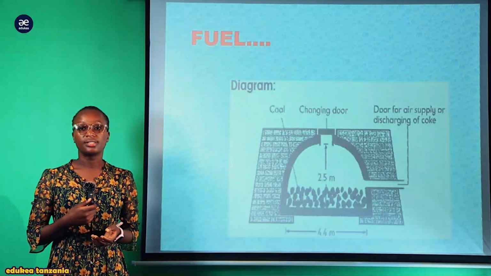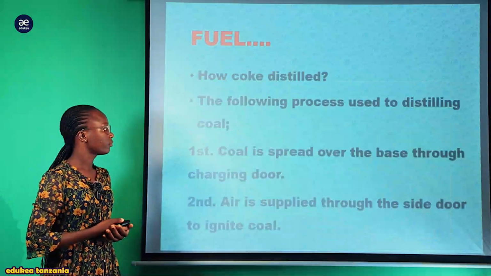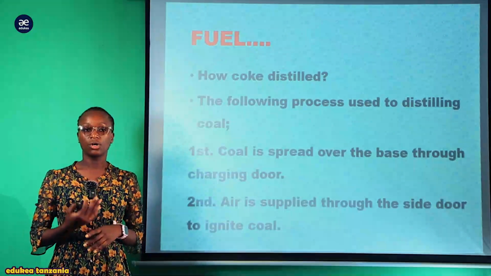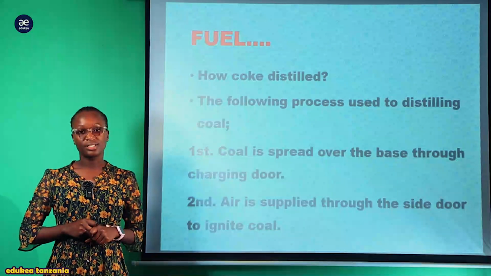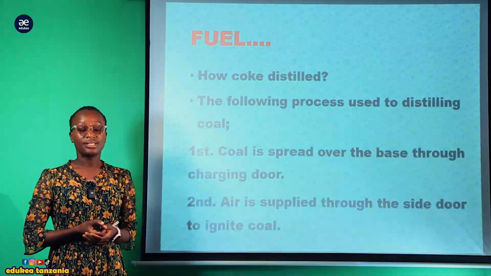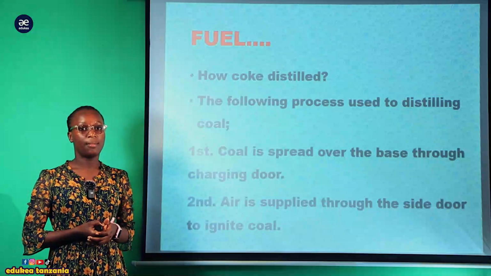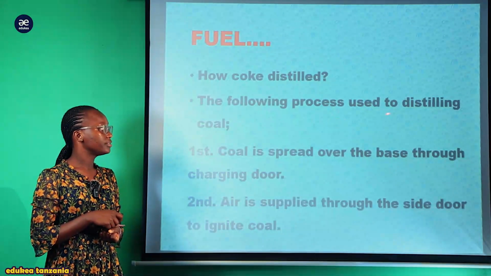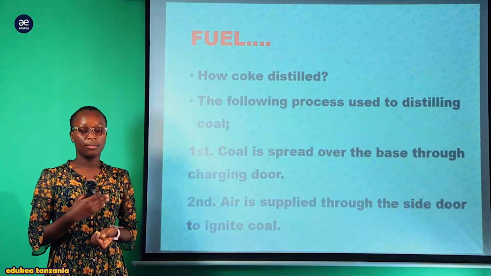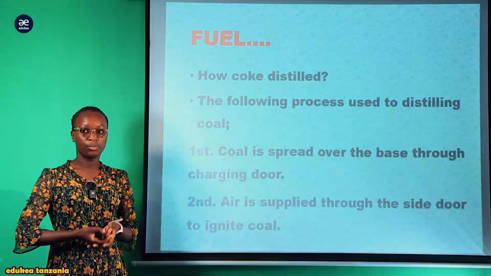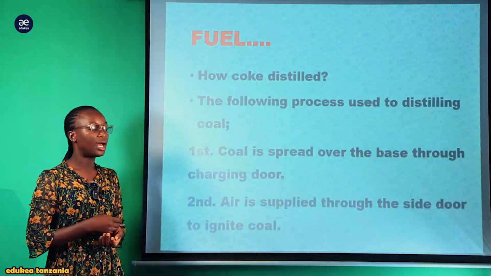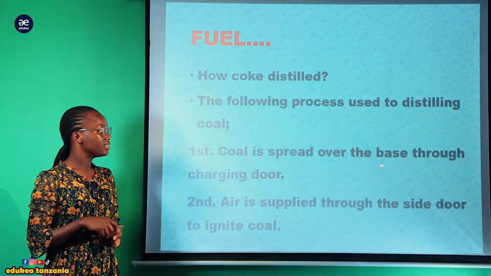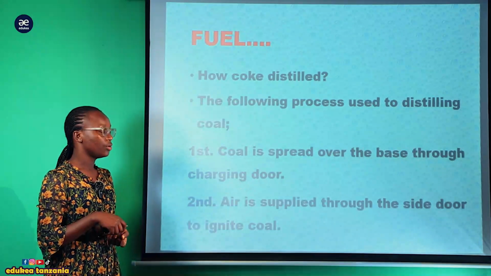How is coke distillated? Kwamba when we talk about coke, we are talking about the end product or the final product of coal. Sasa how is this coke distillated, kwamba ni jinsi gani sasa tunaweza kuipata. The following process is used for distillating coal, kwamba procedure zinazofuata ndo tunaweza tukizitumia tukafanya distillating ya coke. First, coal is spread over the base through the charging door, kwamba kupitia charging door is where we spread, tunatawanya zile coal zetu.